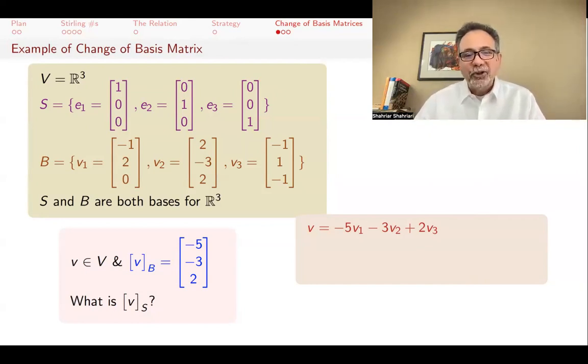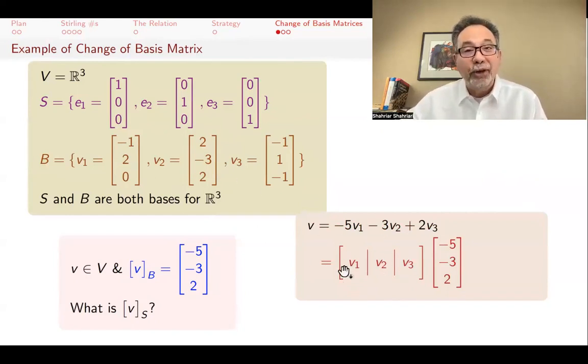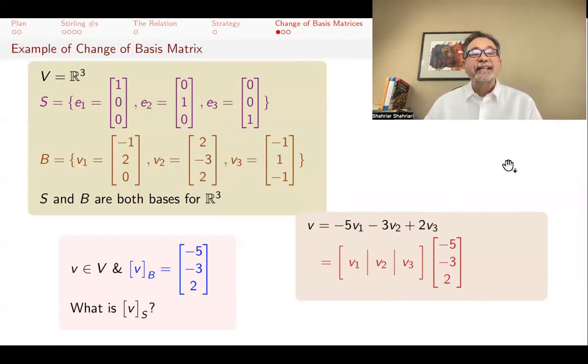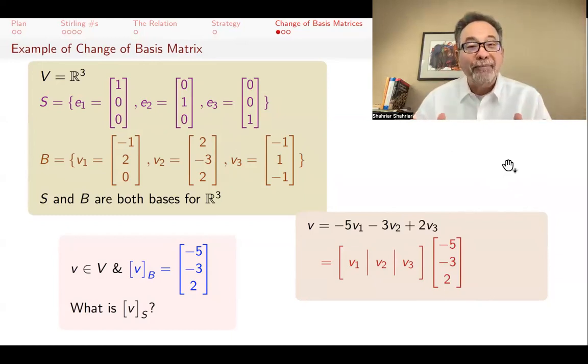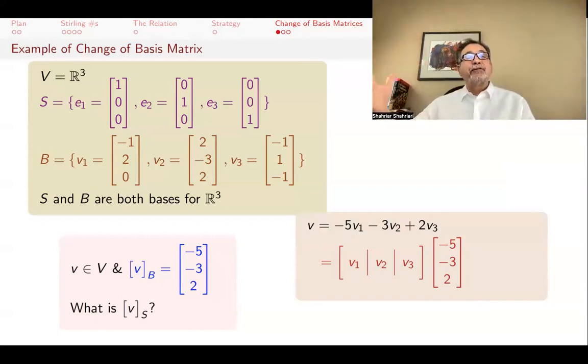Now, you can take that and write it as a matrix multiplication. Here is a matrix where its columns are V1, V2, and V3. So you took those V1, V2, and V3 and put them in columns and multiplied that by this -5, -3, 2. Why is this the same as that original linear combination? Because when you multiply a matrix by a column vector, you always get a linear combination of the columns of the matrix where the scale is coming from the column vector.